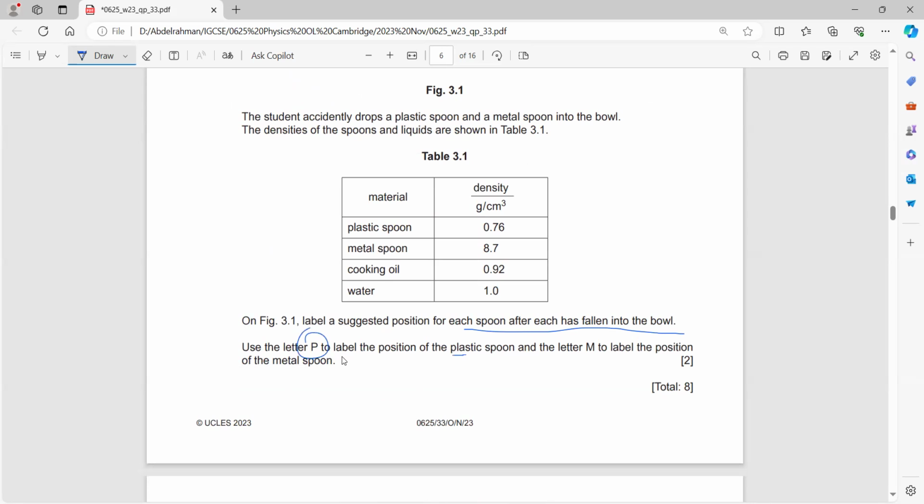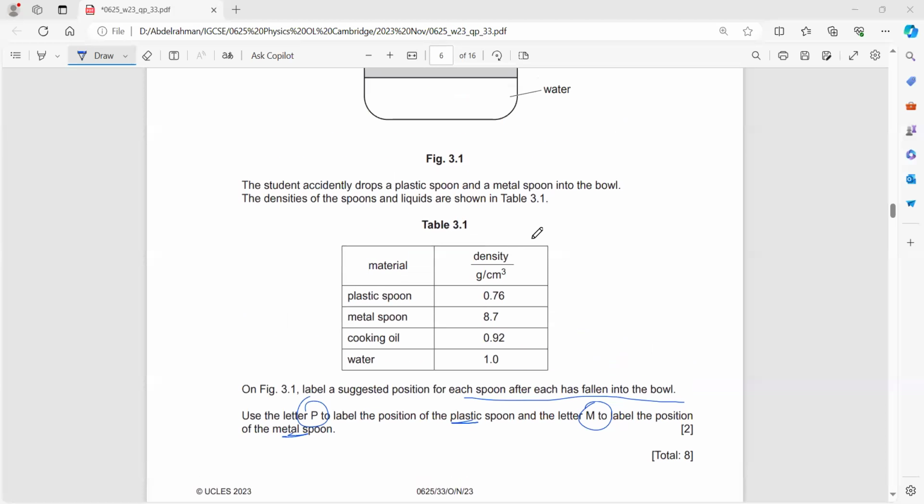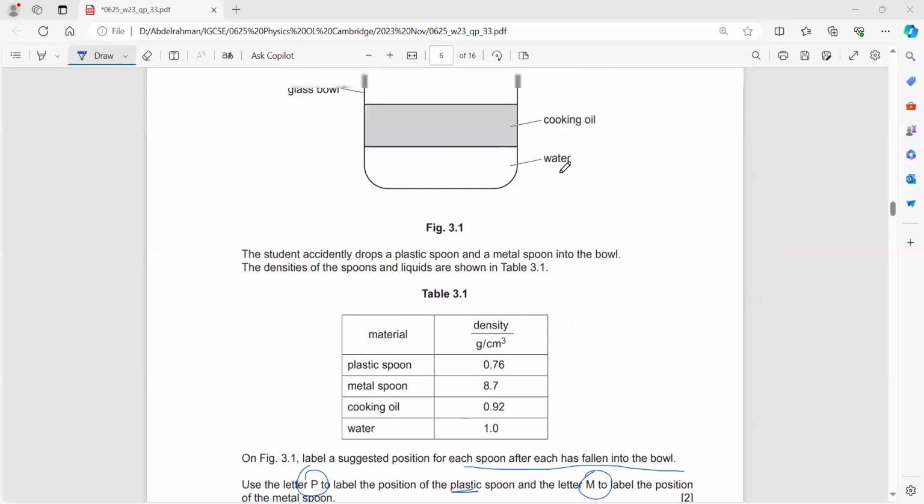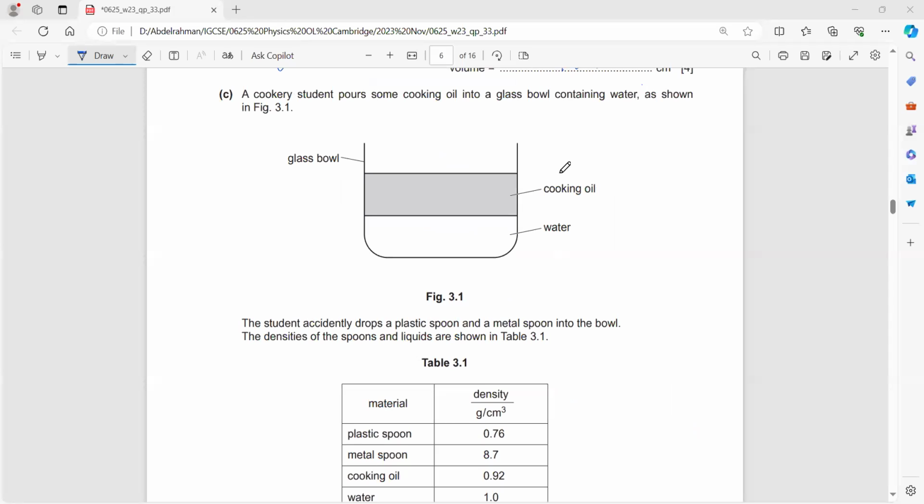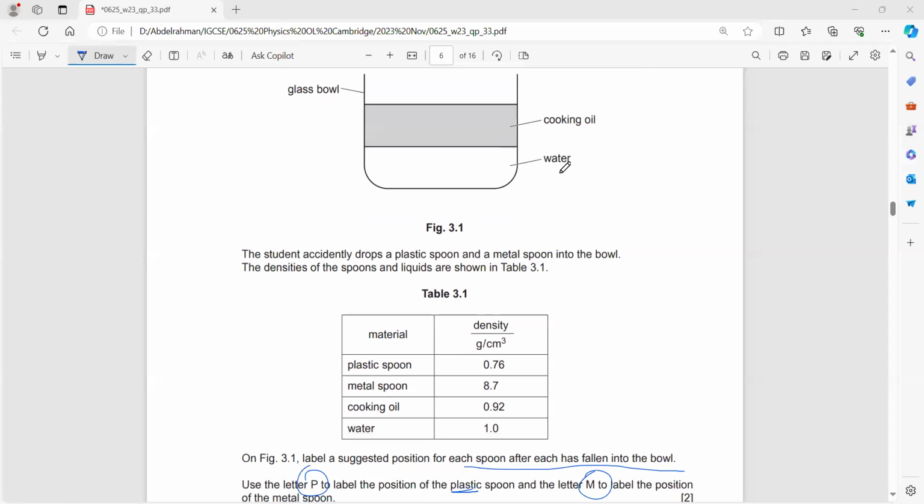P is the plastic spoon, M is the metal spoon. What can we do? P will be on the surface and M will be at the very bottom. Why is P on the surface? Because P has less density than the cooking oil and the water. Correct.